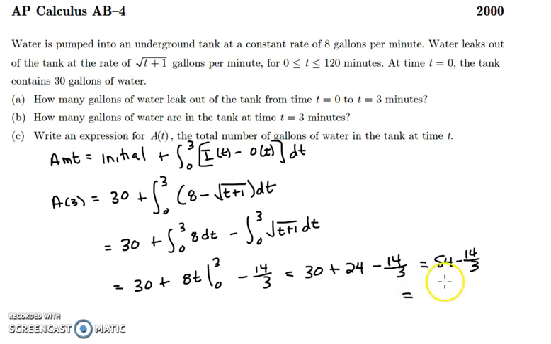162/3 minus 14/3, which would equal 148/3. And then gallons, so let's go ahead and put our units of measure in there. 148 thirds gallons. But again, you can stop here and not worry about your common denominators, especially since this is a no calculator question. So let's look at part C.